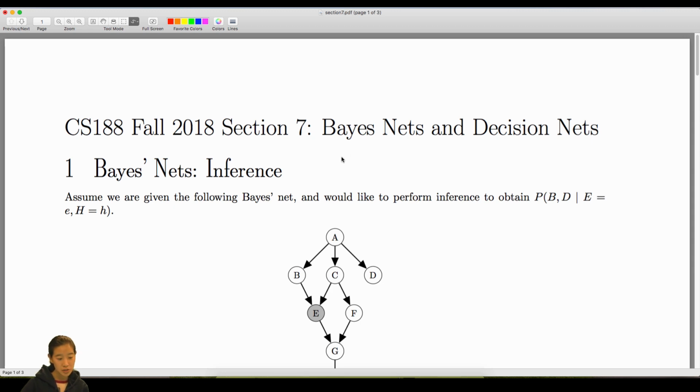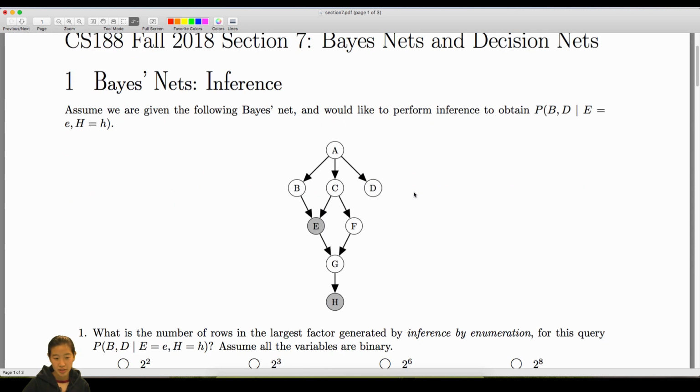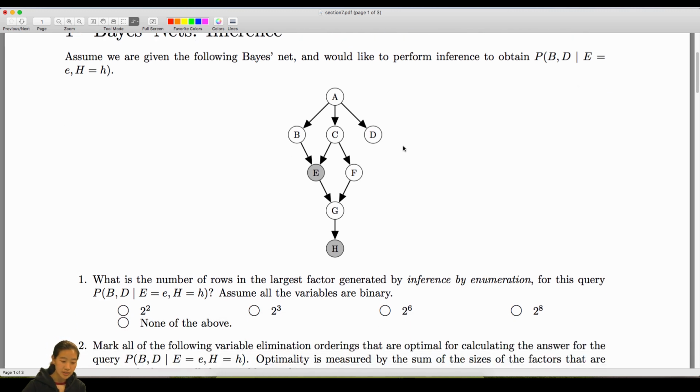Okay, so for question 1, we have a question about inference. We're given this Bayes net here, where we have two variables that are observed, E and H, and we know what values they have. The first question asks: what is the number of rows in the largest factor generated by inference by enumeration?